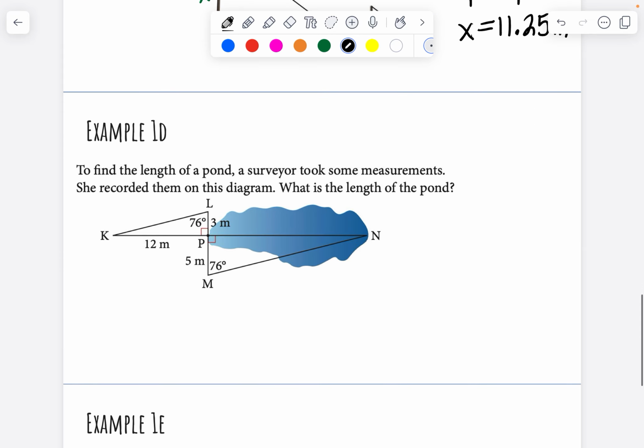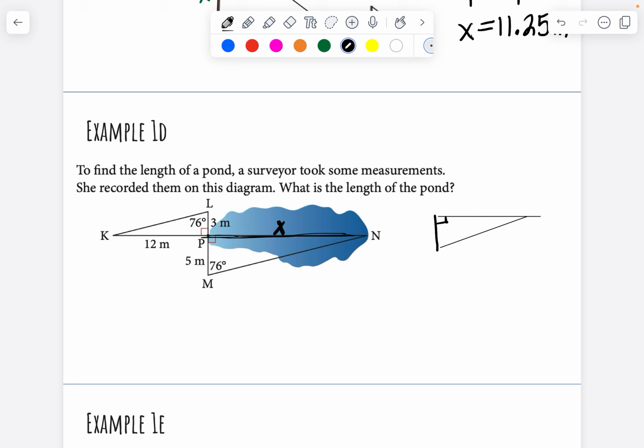So we got another one, to find the length of a pond. So here's the length of our pond, is this part of this triangle. A surveyor took some measurements. She recorded them on this diagram. What is the length of the pond? It may be helpful for you to redraw one of these triangles so they're kind of facing the same way. I'm going to redraw my smaller triangle, so it's facing this way.